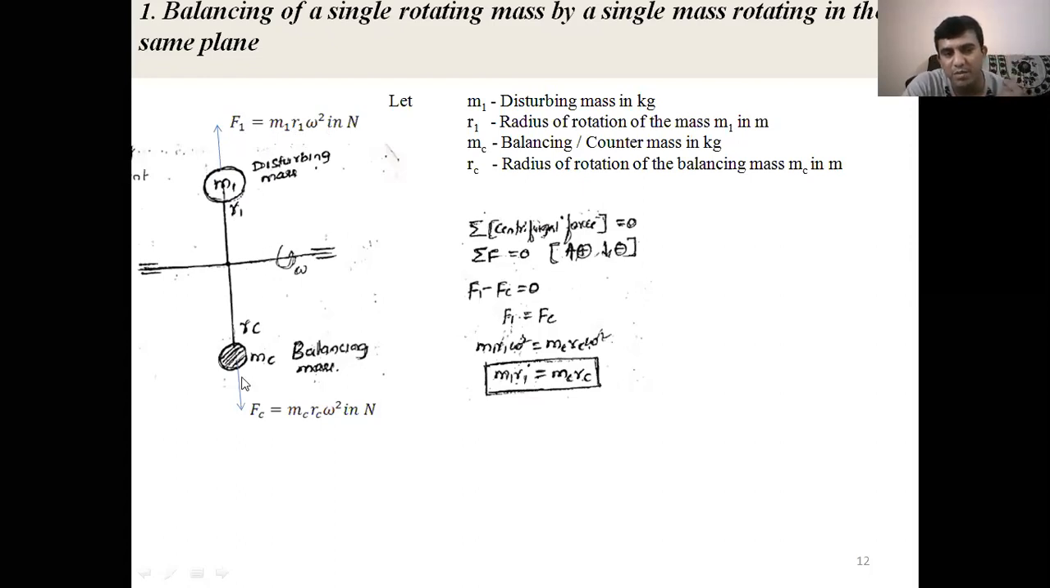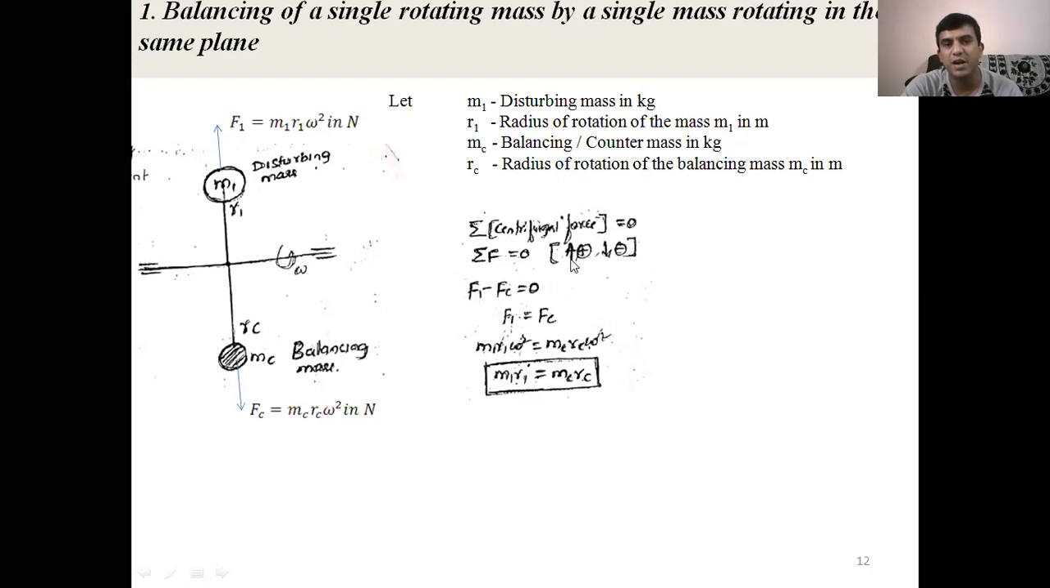Again we attach one more mass. This is the balancing mass, opposite to the disturbed mass in the same plane. MC is nothing but the counter or balancing mass, located in the same plane at a distance of RC. That produces one more centrifugal force FC, which is MC RC omega square. That FC is opposite to F1. Let M1 be the disturbing mass in kg, R1 the radius of rotation of mass M1 in meter, MC the balancing or counter mass in kg, and RC the radius of rotation of balancing mass MC in meter. Now how do you make it balance?